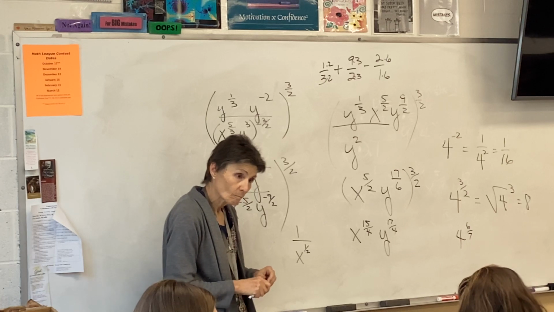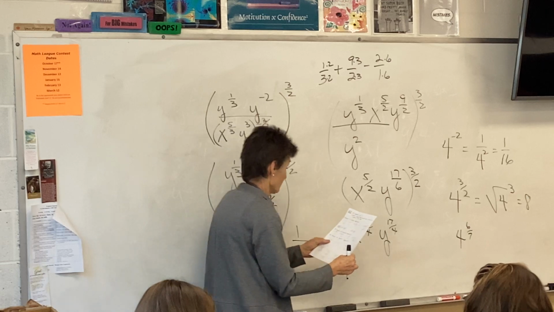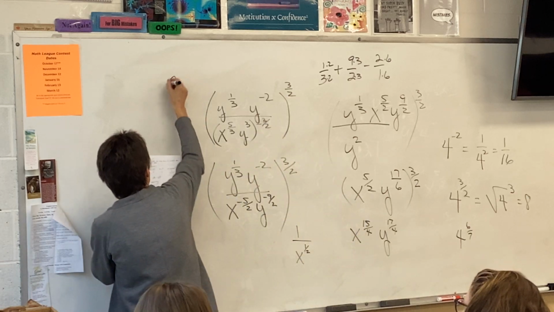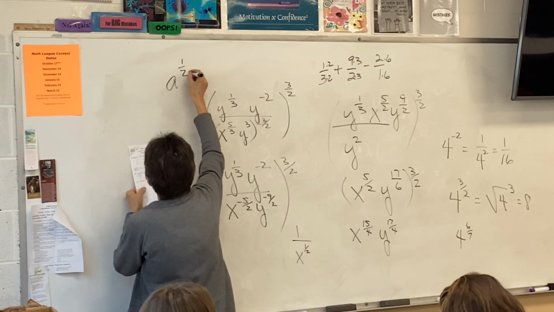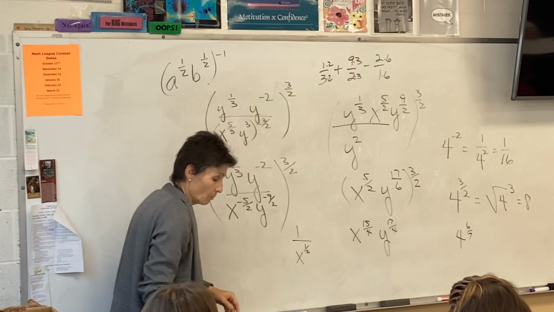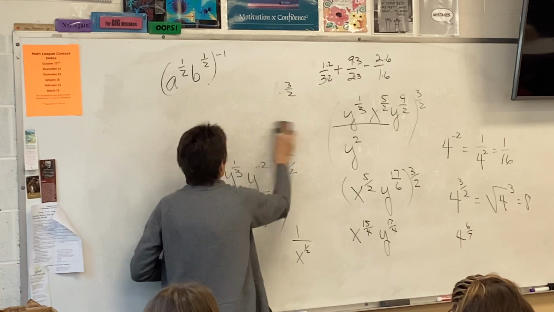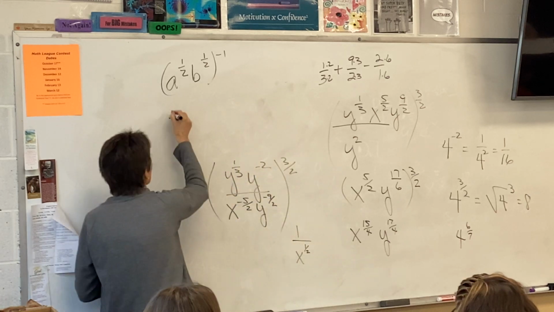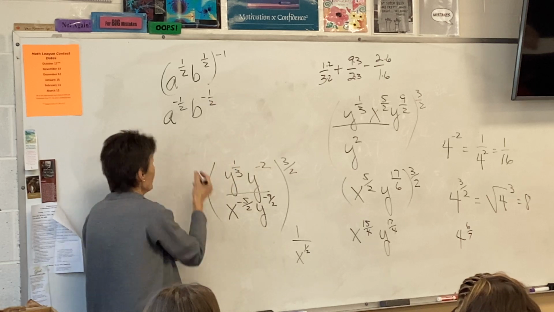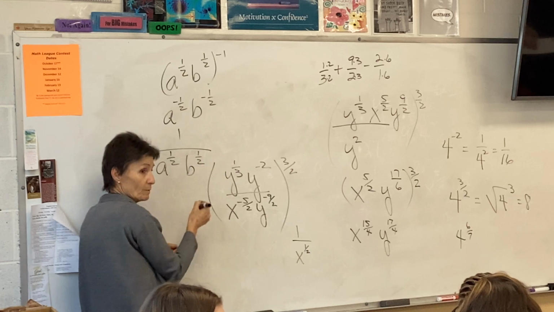Number one on 3.9. I know it's simple. Where you're taking a to the 1/2, b to the 1/2, to the negative first, that's just going to become a to the negative 1/2, b to the negative 1/2, which is 1 over a to the 1/2, b to the 1/2. Would you agree with that?